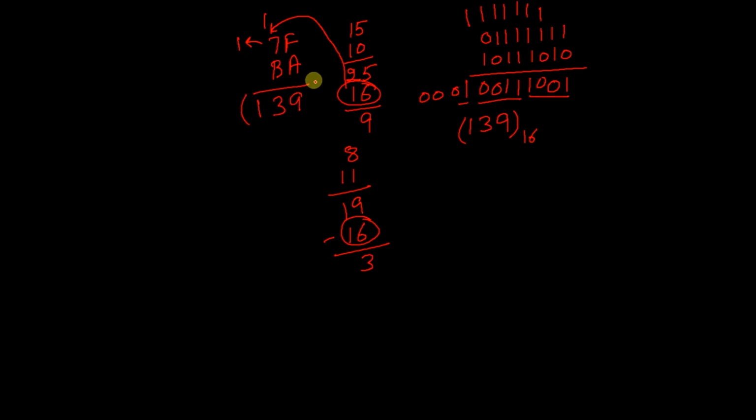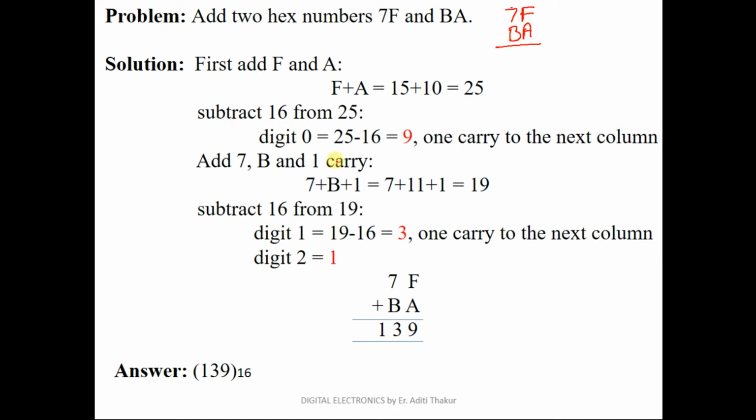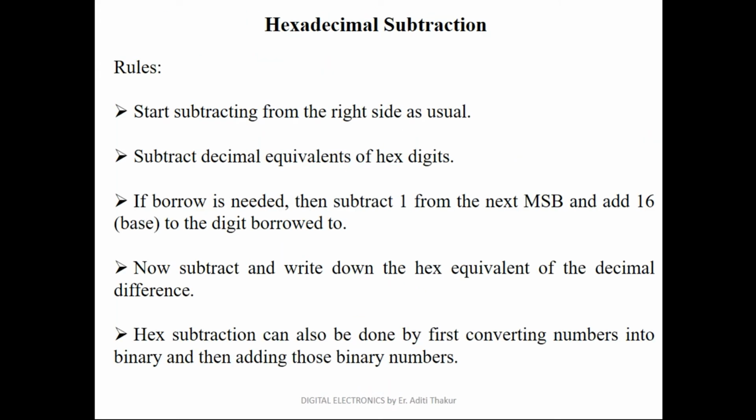So here you can see we can also add the hex numbers directly by following the previous method of addition of decimal numbers. Now next is hexadecimal subtraction. Hexadecimal subtraction will also start from the right side, and we have to subtract the decimal equivalent of the hex digits, because we can't add or subtract any alphabet. If borrow is needed, then subtract 1 from the next MSB and add 16 to the digit borrowed to. This is the same as we do in the decimal number system.